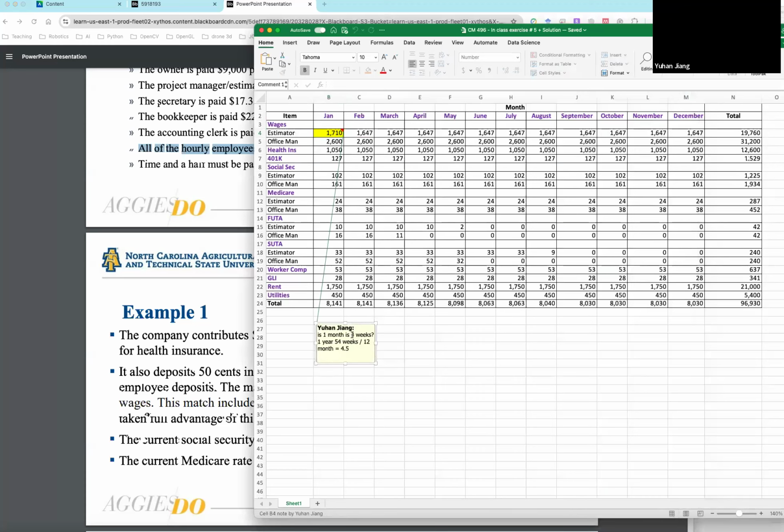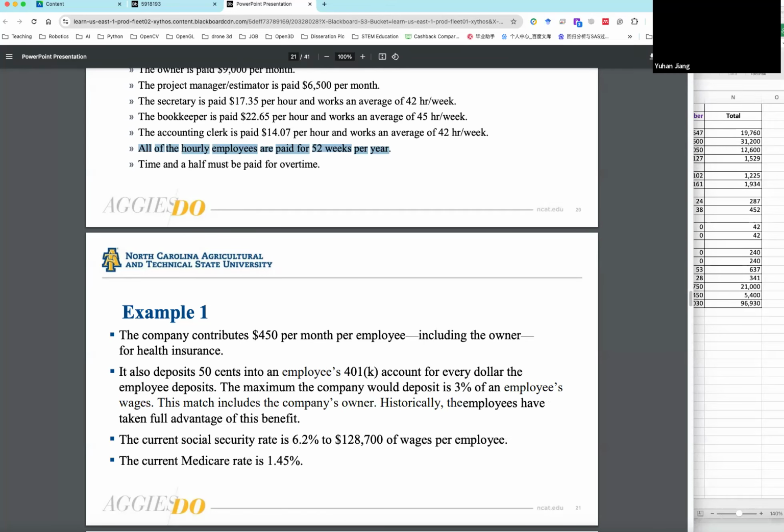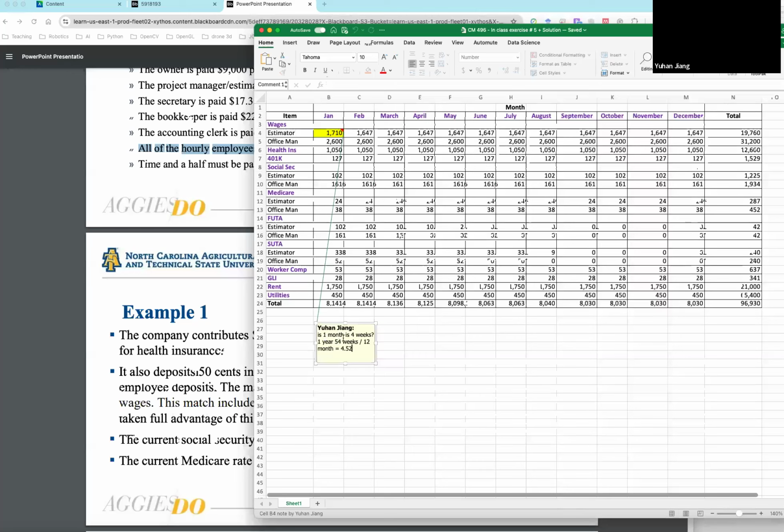So 1 month is not 4 weeks. 1 year is 52 weeks a year. 1 year is equal to 52 weeks a year. And we use 52 divided by 12, that will be 4.3333. So I have to see this number is correct. Oh yeah, finally we get this number.